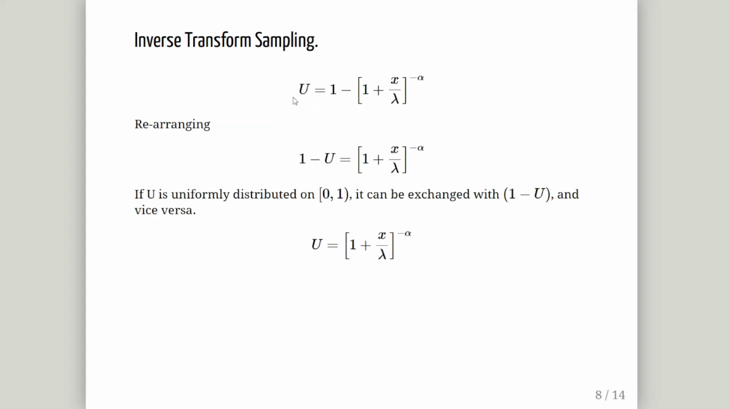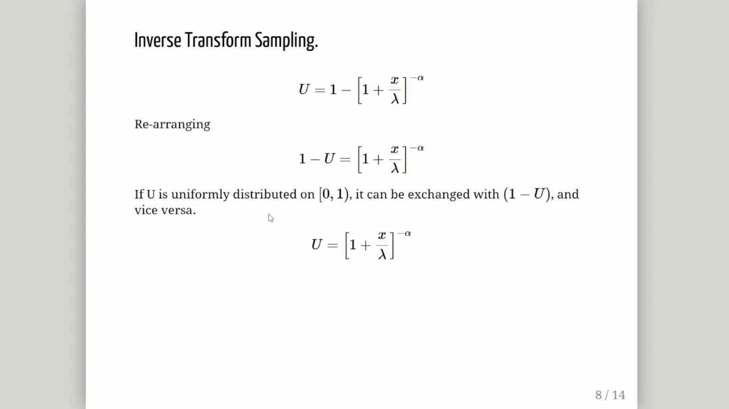If you're not familiar with that, we're going to let U, which is the value that we would generate from the uniform distribution, equal the cumulative distribution function. What we're going to do now is rearrange it so that we get this expression in terms of x. That's how we go about inverse transform sampling. So I'm going to state the expression as 1 minus u equals 1 plus x over lambda, to the power of minus alpha.